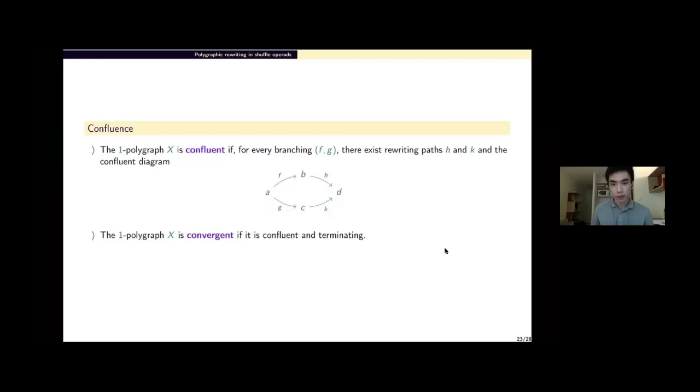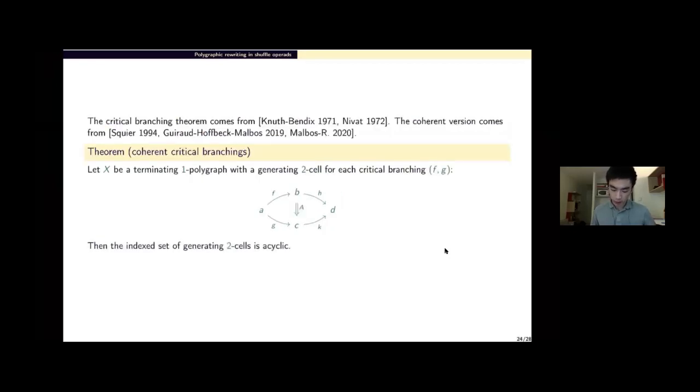And the reason that we are interested in particular in critical branchings is for the critical branchings theorem. We have a coherent version because it's a cell here. If we take X to be a terminating 1 polygraph and we add a generating 2 cell for each critical branching, so we assume that there exist converging paths, and we add a 2 cell, then we get an acyclic index set of generating 2 cells. So this is much smaller than for the standard polygraphic resolution.